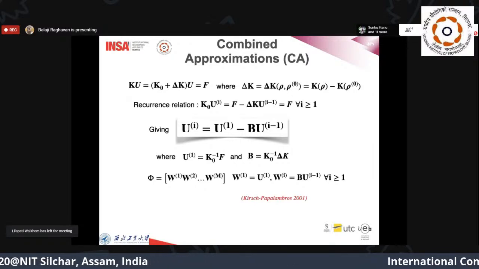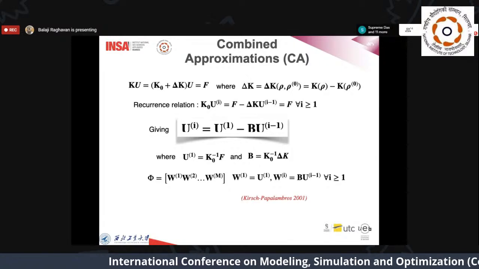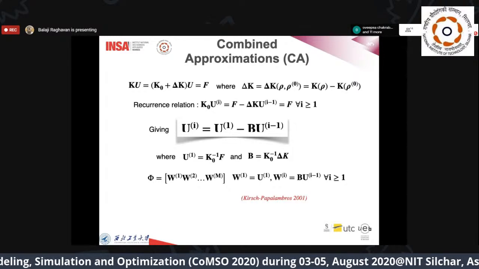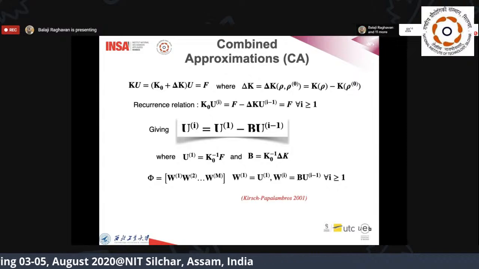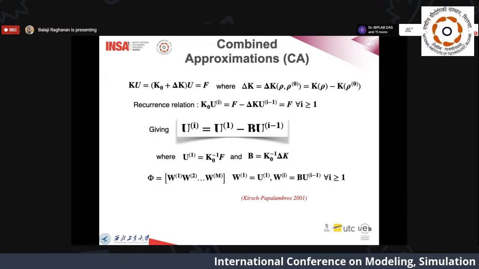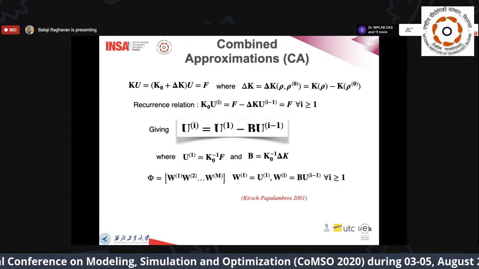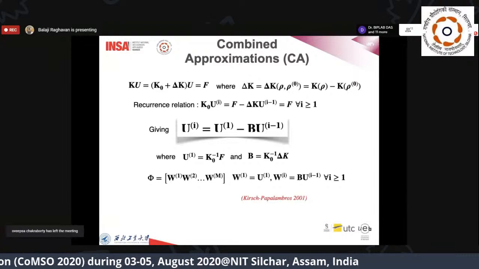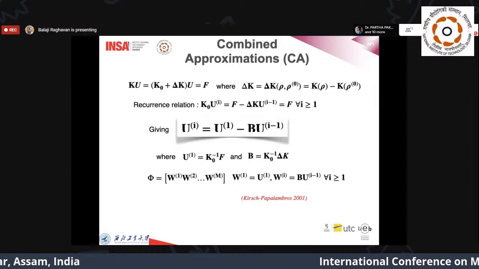So the whole idea is, you assume that your stiffness matrix depends on the density map, all right? So if you change the density distribution, your stiffness matrix is going to change. So we use this so-called recursive iterative relation to find the new displacement vector. Because if you can find the new displacement vector when the density map changes, you don't have to, again, solve F equals KU. So this is the so-called combined approximations method.